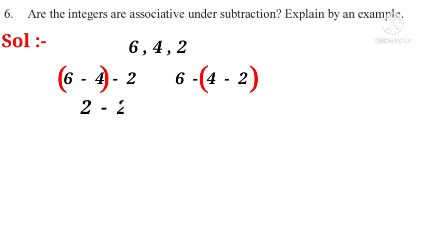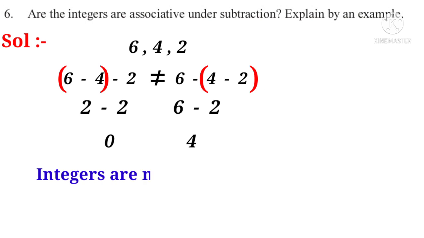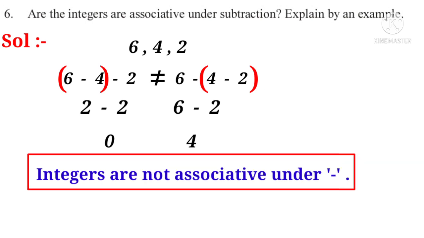Now 6 minus 4 we get 2, minus 2. On the right side, 4 minus 2 gives 2. Now left side 2 minus 2 is 0. Right side 6 minus 2 is 4. But 0 is not equal to 4. So we can say that the integers are not associative under subtraction.